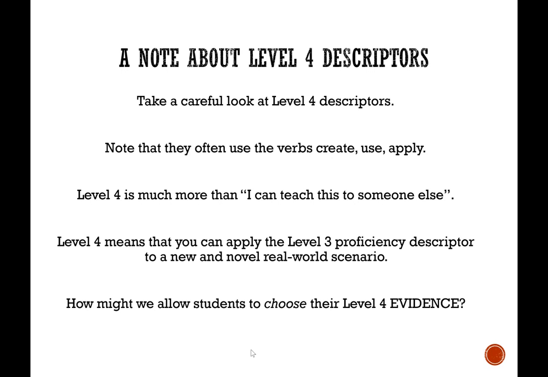Now, one thing to think about, and we'll get more into this later, is how might we allow students to choose their level 4 evidence?